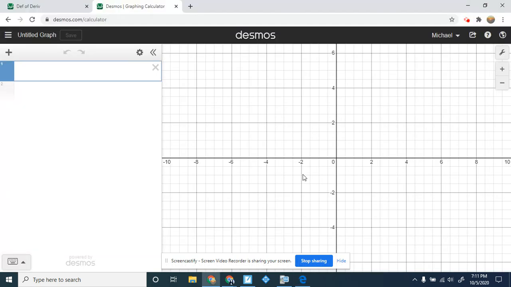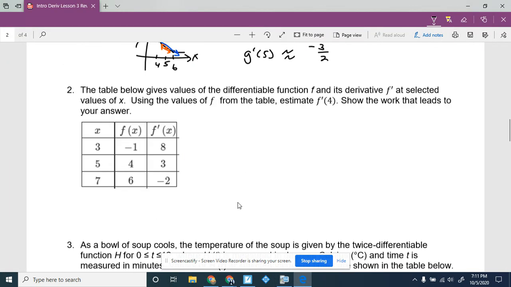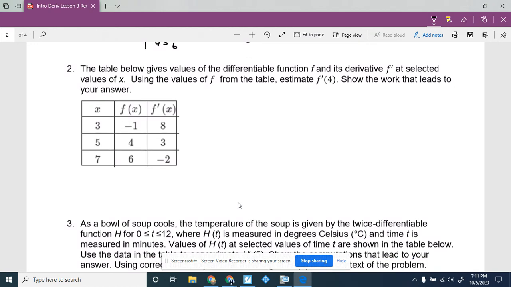All right, so let's take a look at this one. Very similar. The table below gives the values of the differentiable function f and its derivative f prime at selected values of x. Use the values of f from the table. Estimate f prime of 4.